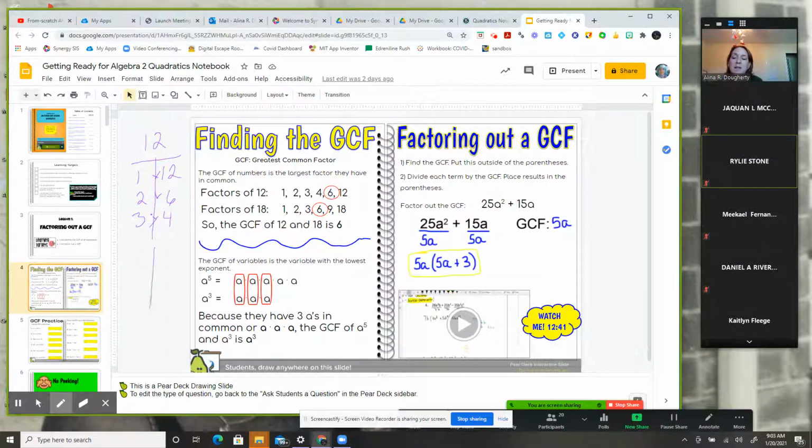Same thing with 18. If you make a little T-chart and you put 18 at the top, you can just do 1 and 18, 2 and 9, 3 and 6, 4 doesn't work, 5 doesn't work, and 6 brings you back around. The common number there is 6. So we could take out a 6 out of both 12 and 18. The greatest common factor of those two things is the 6.